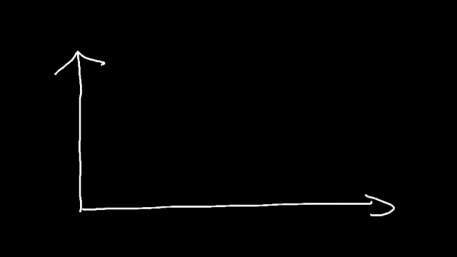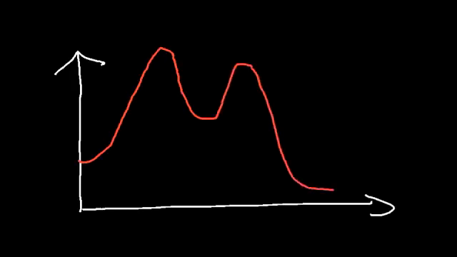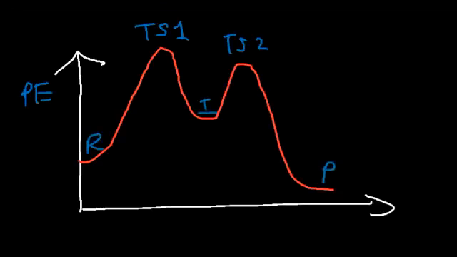Consider this particular potential energy diagram. So this diagram has multiple steps. Here we have the first transition state. This is the second one. Here we have the reactants, the products, and the intermediate. So in the first step, is it an endothermic reaction or an exothermic reaction?